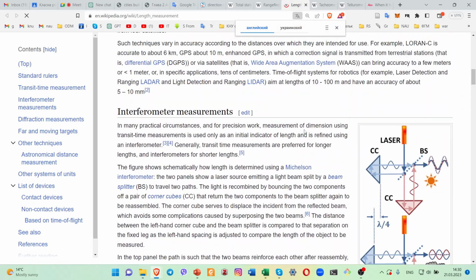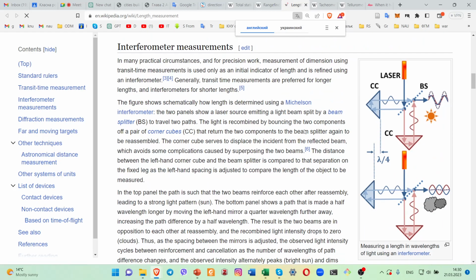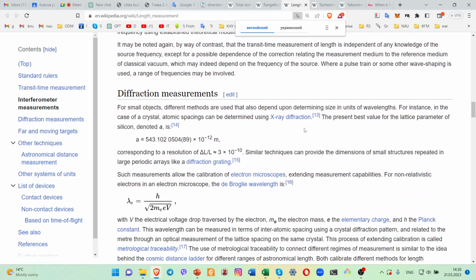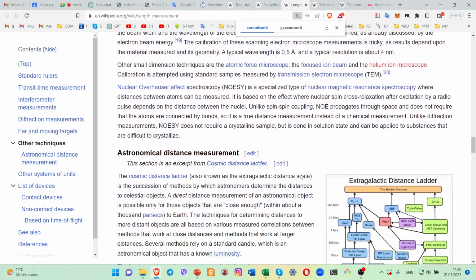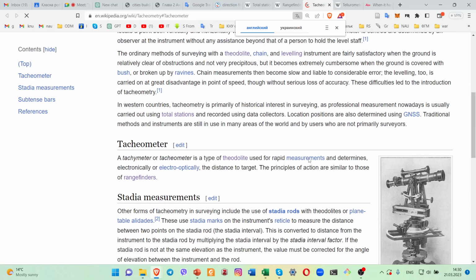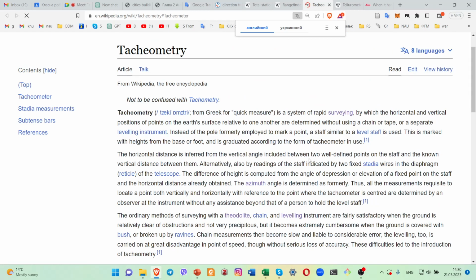Here you can see a theory of how we can have at least two methods of distance measurements. We can measure the moments of time difference between forward and back impulses that go through the distance between the instrument and reflector.